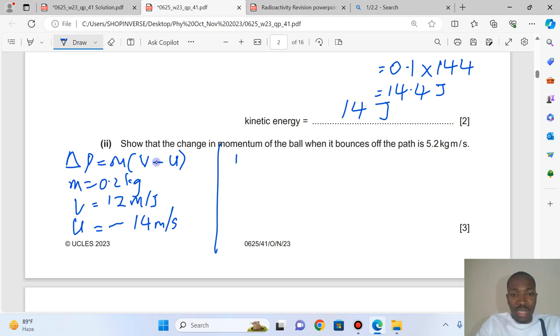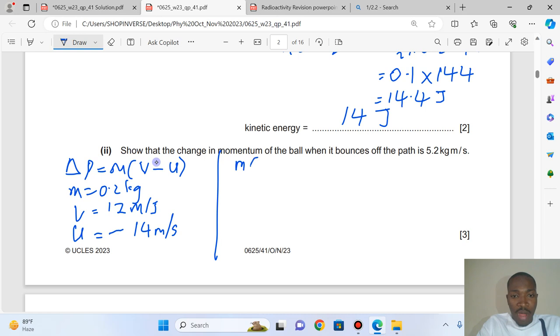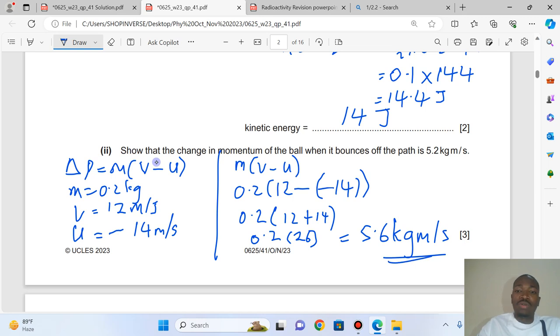Change in momentum is m open bracket v minus u, and the mass is 0.2. Final velocity is 12 minus initial velocity, minus 14. Let me put this minus 14 in a bracket, and then close the entire bracket. So I have 0.2 open bracket 12 minus, multiply by minus, that will be plus 14. So this will give me 0.2 times 12 plus 14, that will be 26. If I multiply 0.2 by 26, I'll get 5.6, and you put the SI unit in it, kilogram meters per second. That has been shown. We go straight to the next part of the question.